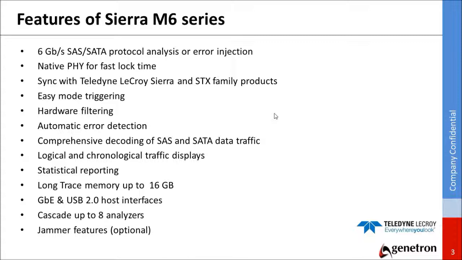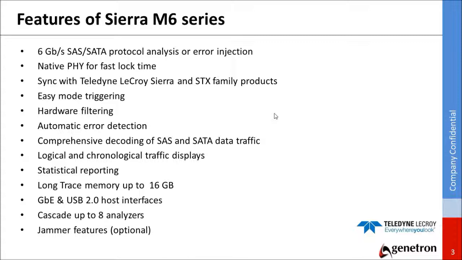The system provides multiple ways to view your data. Logical and chronological traffic displays enable users to sort through issues quickly and identify and solve problems. Statistical reporting provides event and error counters, as well as performance metrics that give users a snapshot into the capture trace and rapid access to items of interest. Long trace memory up to 16 GB.